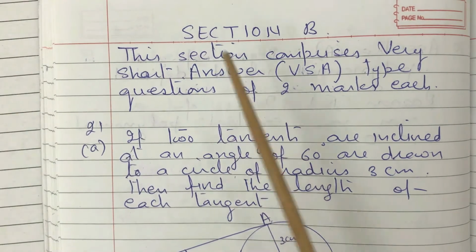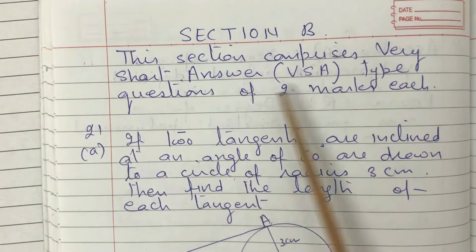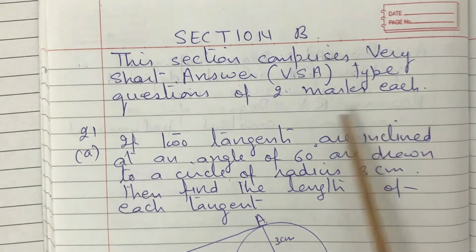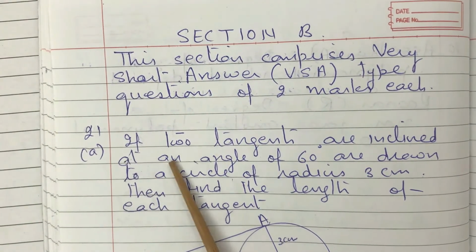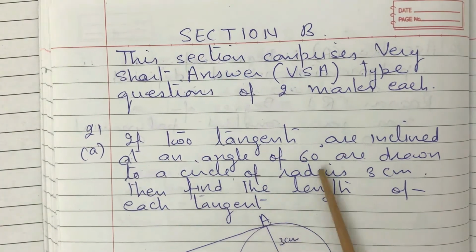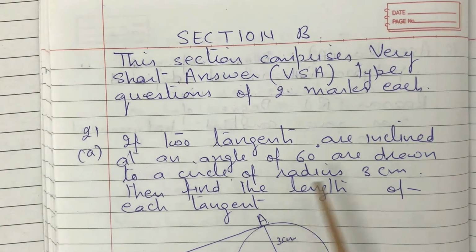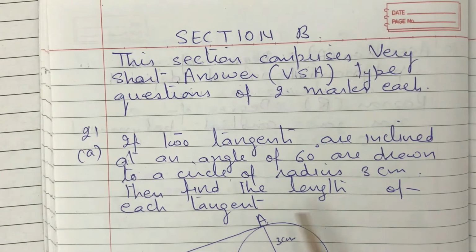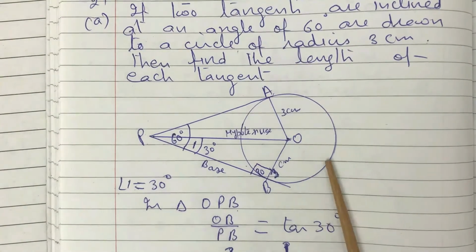Now section B. This section comprises very short answer type questions of 2 marks each. 21st question A part. If two tangents inclined at an angle of 60 degree are drawn to the circle of radius 3 cm, then find the length of each tangent. Now this is the figure.